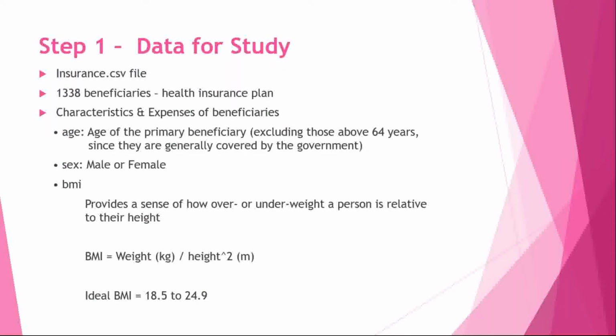The third one is BMI. Body mass index is nothing but a measure whose value tells whether we are overweight or underweight relative to our height. The formula for body mass index is weight in kilograms divided by height squared in meters. The ideal range of body mass index is 18.5 to 24.9.